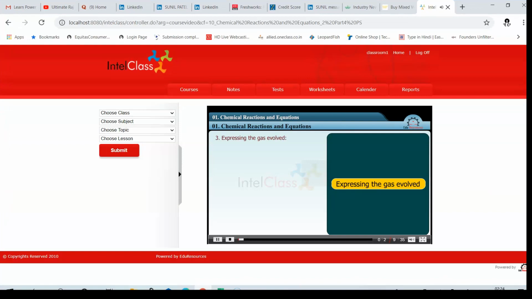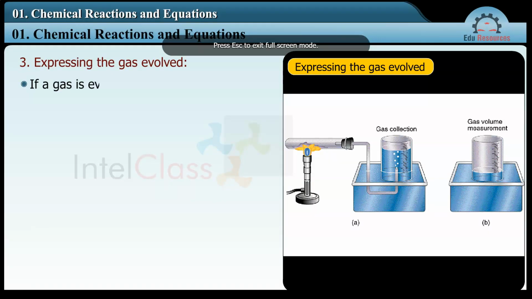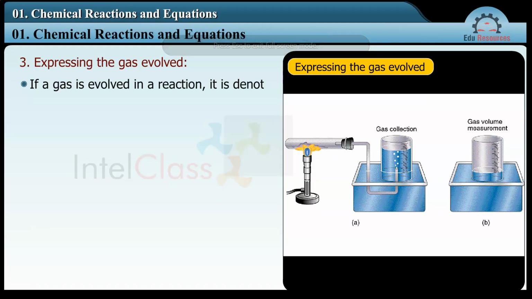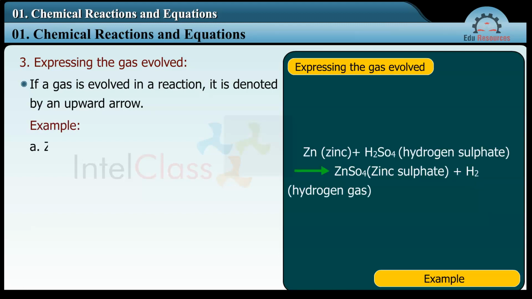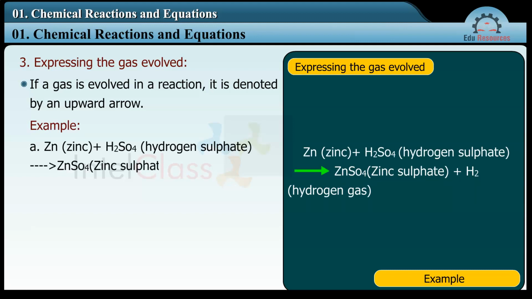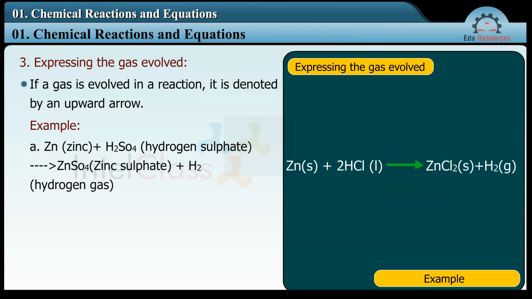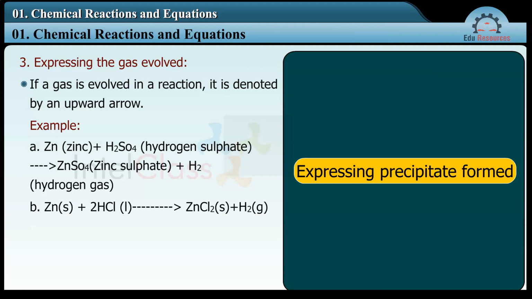The gas evolved. If a gas is evolved in a reaction, it is denoted by an upward arrow. Example: Zn + H2SO4 gives rise to ZnSO4 + H2↑. 2. ZnS + 2HCl gives rise to ZnCl2 + H2S↑.